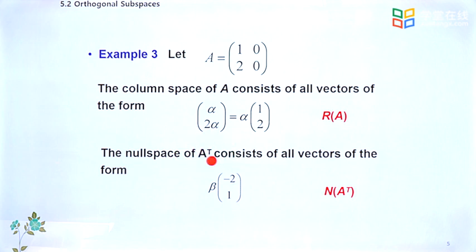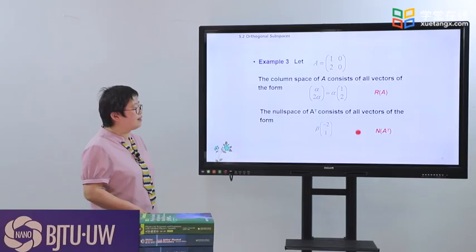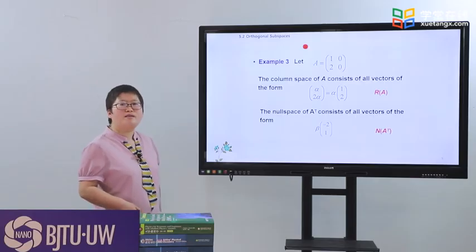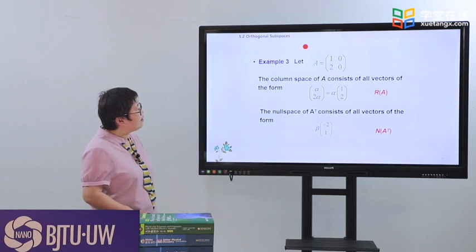The null space of A transpose consists of all vectors of this form, because if you consider the null space of this matrix, the first row is 1, 2, and the second row is 0, 0. So this means x1 plus 2 times x2 equals 0. So if you set x2 to be a free variable beta, you will get x1 equals minus 2 beta. So this vector is in the null space of A transpose.